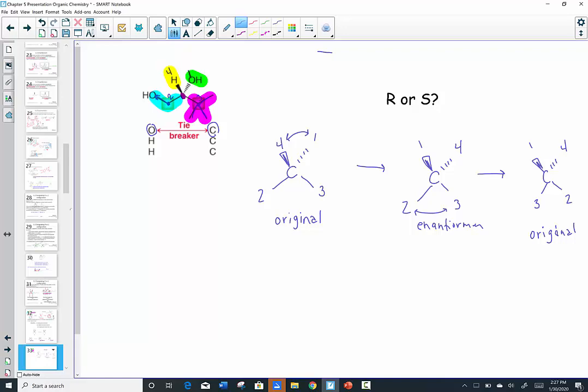Original, I tried. Now what do we have? We're ready to spin. We have 1, 2, 3. We connect those numbers. It's an R configuration. It's spinning clockwise.